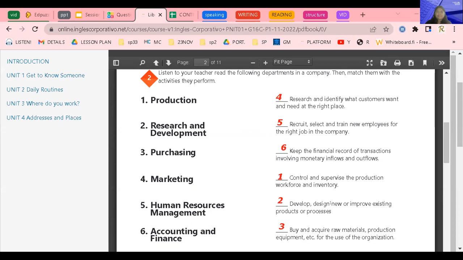Develop, design new or improve products or processes. Okay. May I continue? Yes. Products or processes. Okay, so now let's continue.